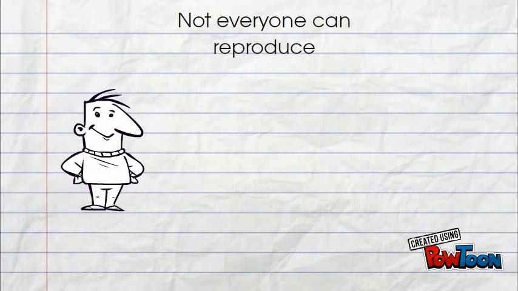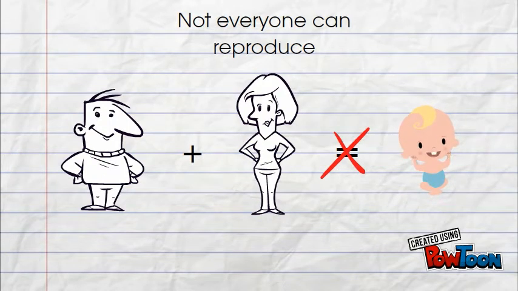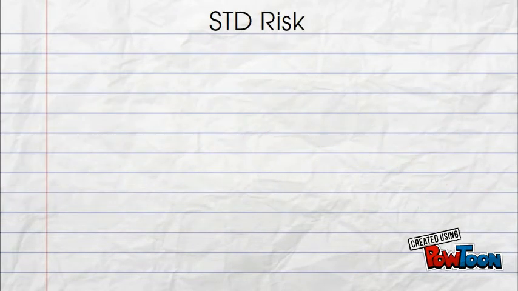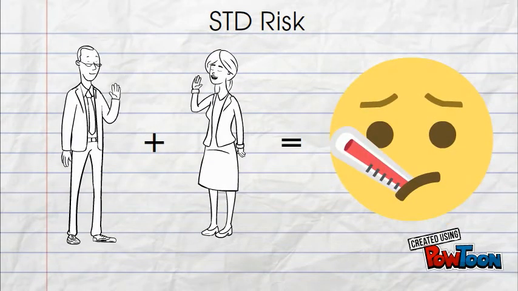The second disadvantage of sexual reproduction is that not all eukaryotic organisms can reproduce, leaving many without offspring. The third disadvantage of sexual reproduction is the risk of sexually transmitted diseases which are detrimental to health.